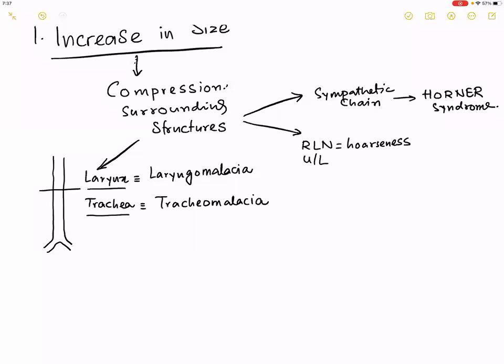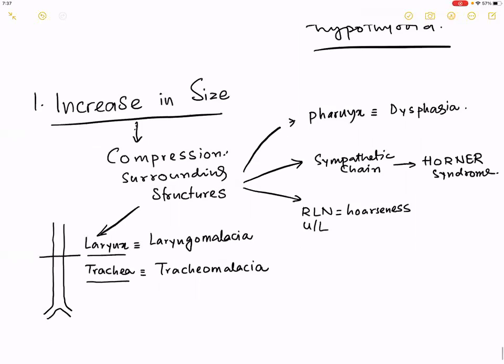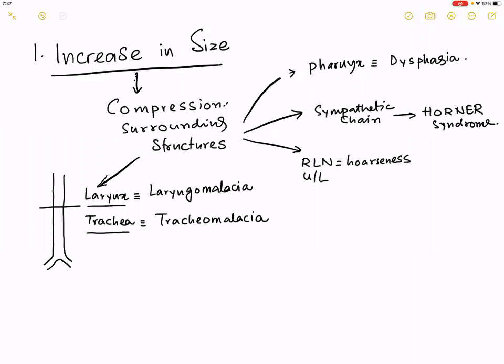It can rarely compress the pharynx to produce dysphagia. So the first problem is that there is an increase in size, and an increase in size can produce a compression of the surrounding structures. So the first situation is complete.